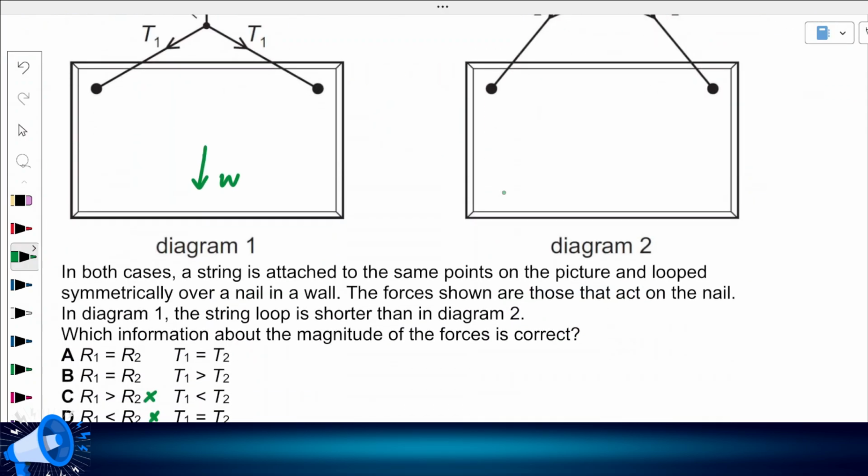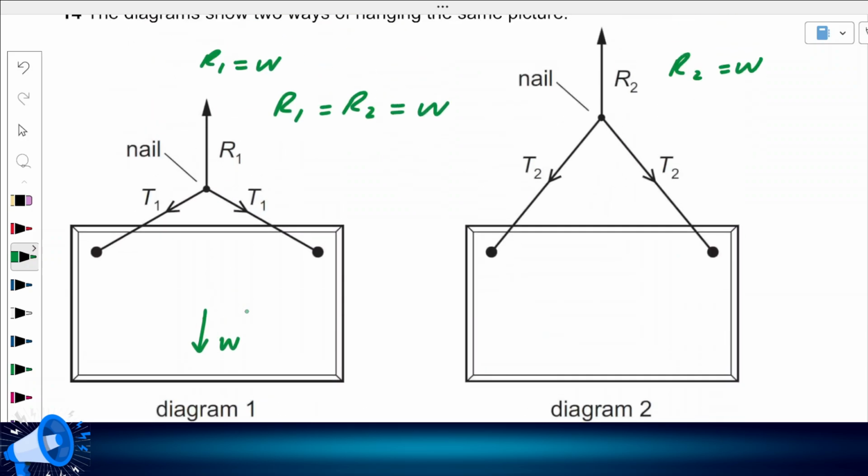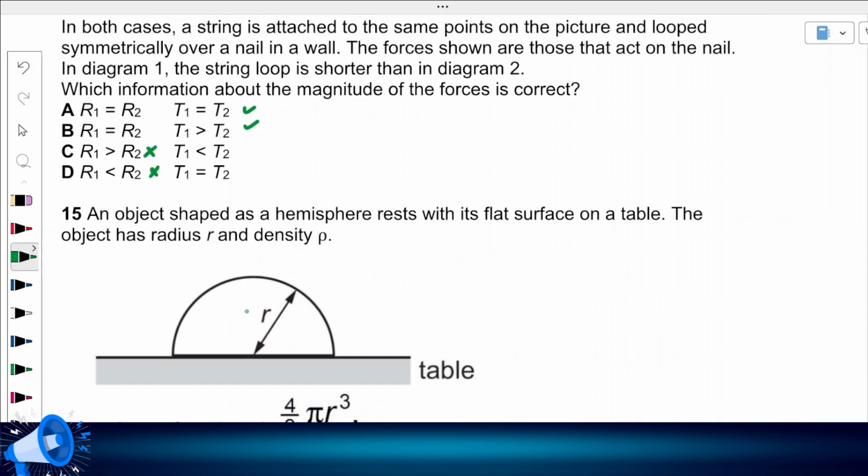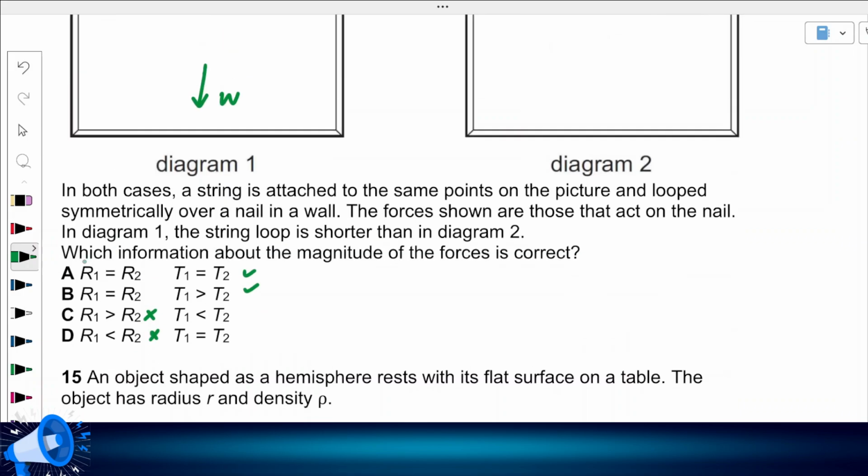And the tensions cannot be the same. If you be smart enough here, you'll see the tensions. You're left with A and B. The tensions at different angles cannot be the same. So T1 and T2, you see T1 is at a different angle and T2 is at a different angle. These two tensions cannot be the same. So the only option you'll be left with is B.